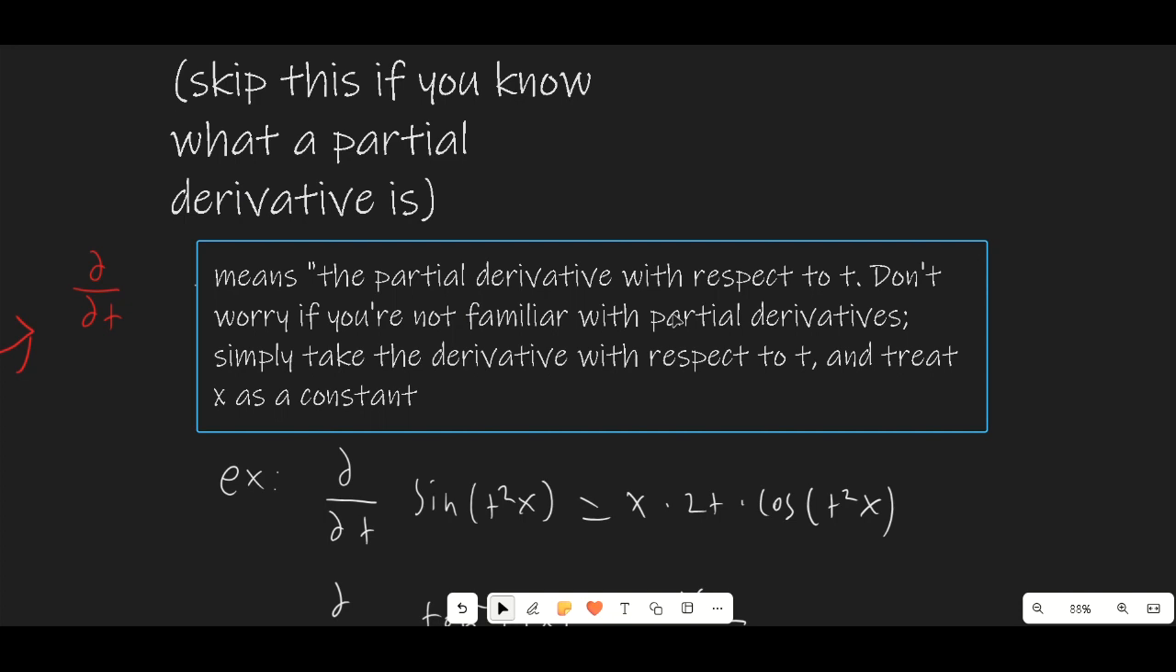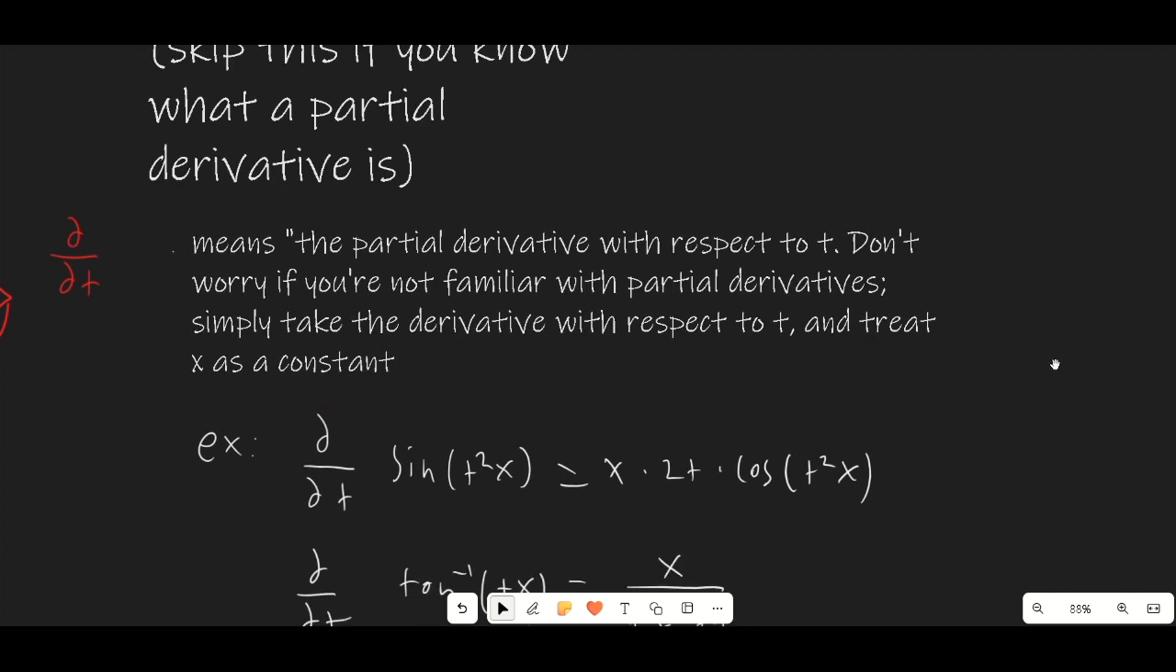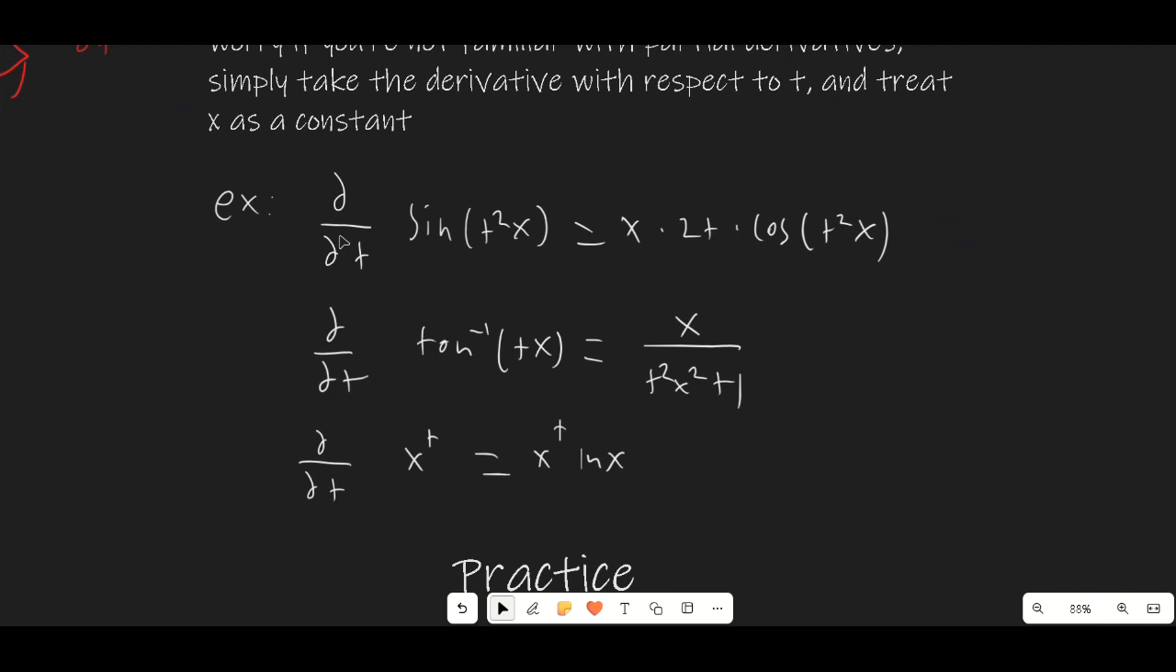Another way you can do this is you can differentiate using implicit differentiation and write dx, and whenever you see an x, just use dx/dt, and then just set dx/dt equal to 0. So here are some examples that I can go over. The partial derivative of sine of t squared x with respect to t is going to be x from the chain rule, because x is the coefficient of t squared, times 2t, again from the chain rule because that's the derivative of t squared, times cosine of t squared x.